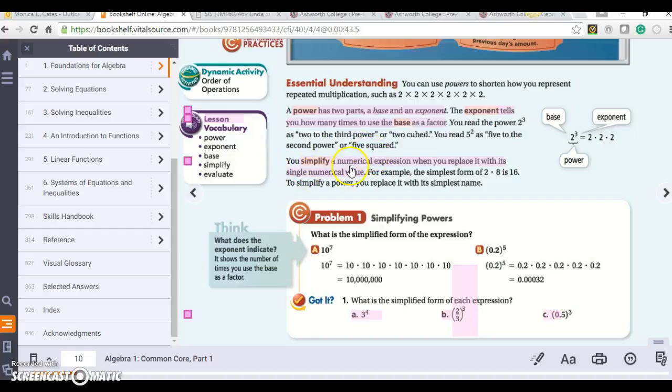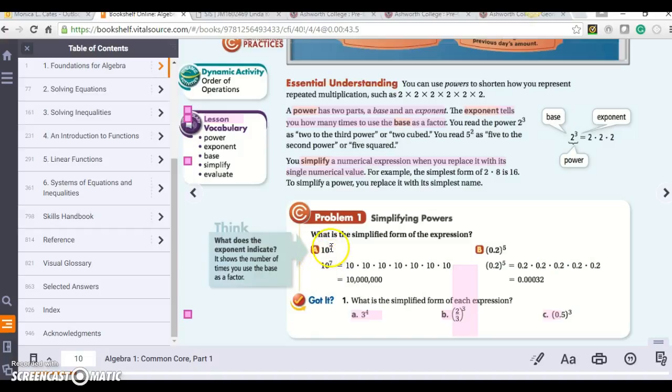You simplify a numerical expression when you replace it with a single numerical value. For example, the simplest form of 2 times 8 is 16. To simplify a power, you replace it with its simplest name. And so that means basically to multiply it out. For example, the simplest form of 2 to the third would be 8. 2 times 2 times 2 is 8. So what is the simplified form of the expression?